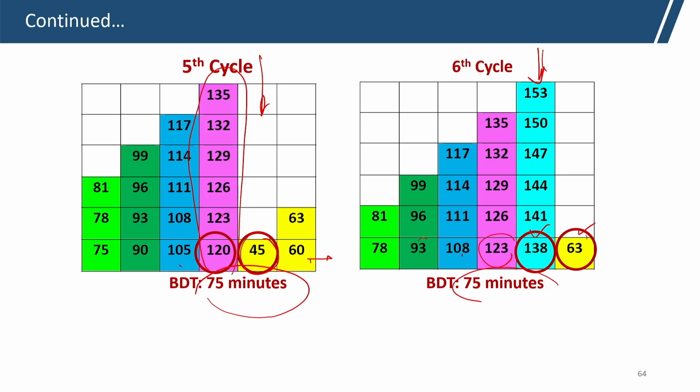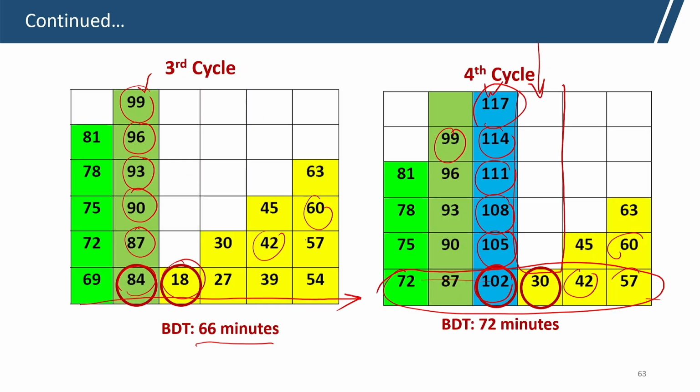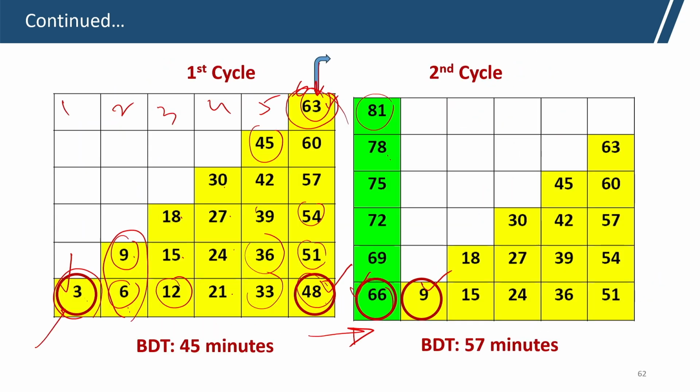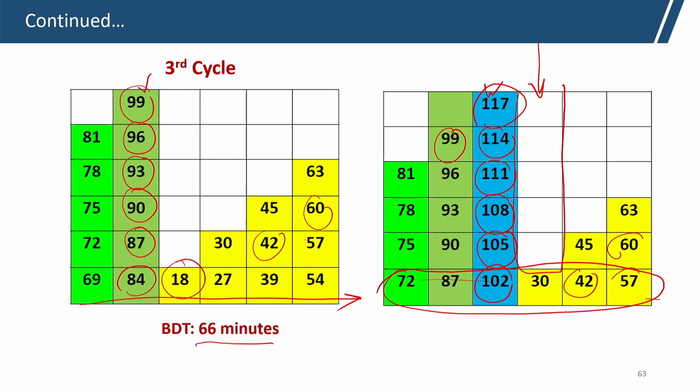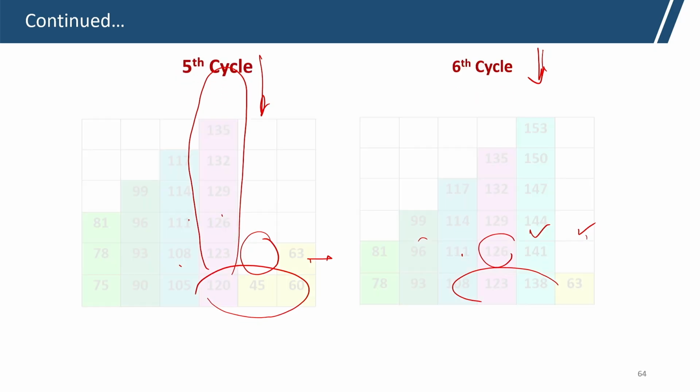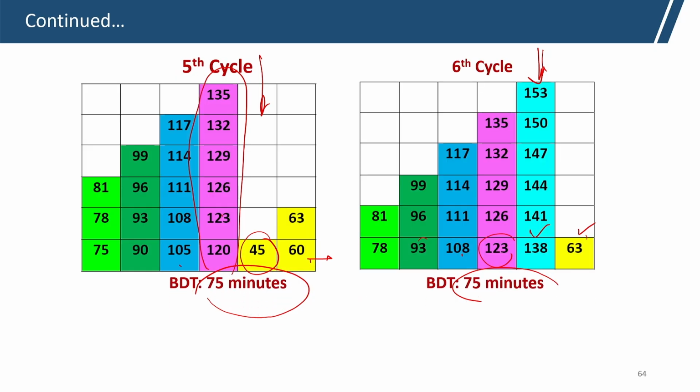Earlier what we have seen, the blending delay time is consistently increasing in every cycle. We can go back to first cycle, 45 minutes, second cycle 57 minutes blending delay time, third cycle it is 66 minutes, fourth cycle it is 72 minutes, okay. But in fifth cycle it is becoming 75, and sixth cycle also it is 75. That means it has got saturation.